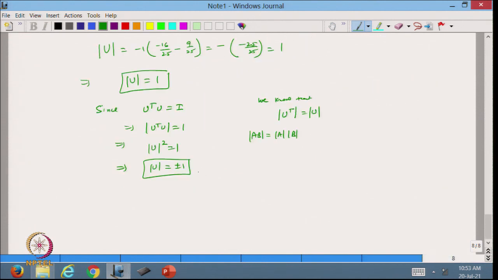So, I will stop here. Today we have discussed orthonormal vectors and orthonormal basis, and then we talked about the orthogonal matrix. We will continue with this in the next lecture also.